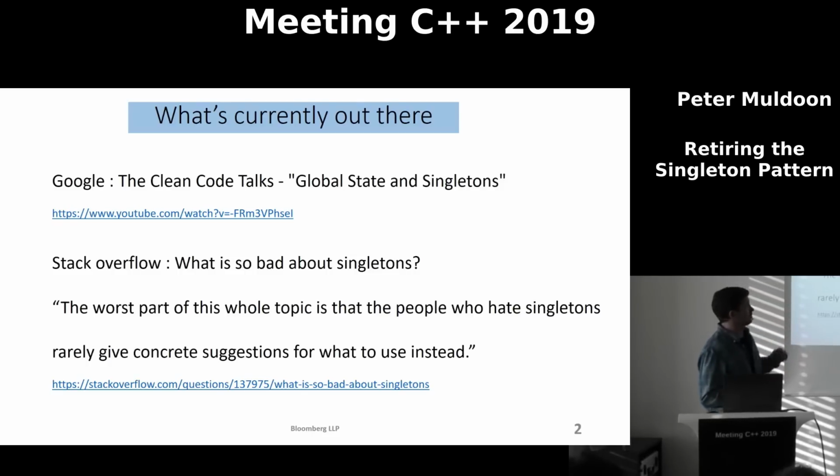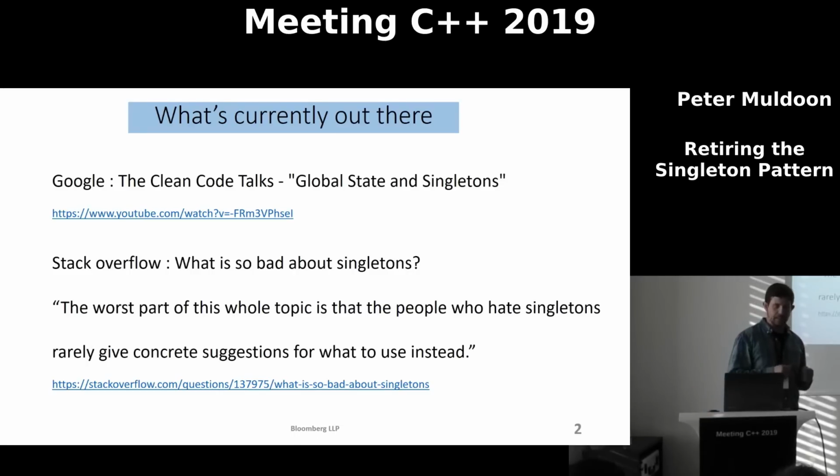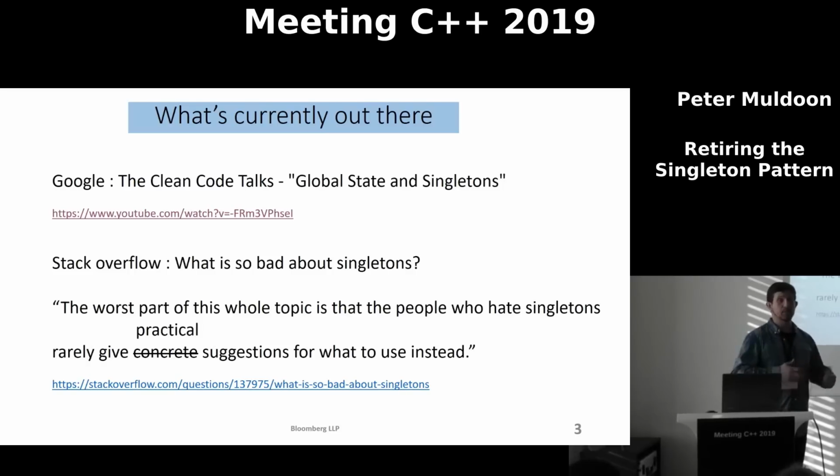And the comment that one person made was, the worst part of this whole topic is that people who hate singletons rarely give you a concrete example of what to use instead. Now, I don't think restructuring your code base is a practical way of doing it. So I think what we really mean is, give me a practical way of limiting the damage that singletons have in an already existing code base.